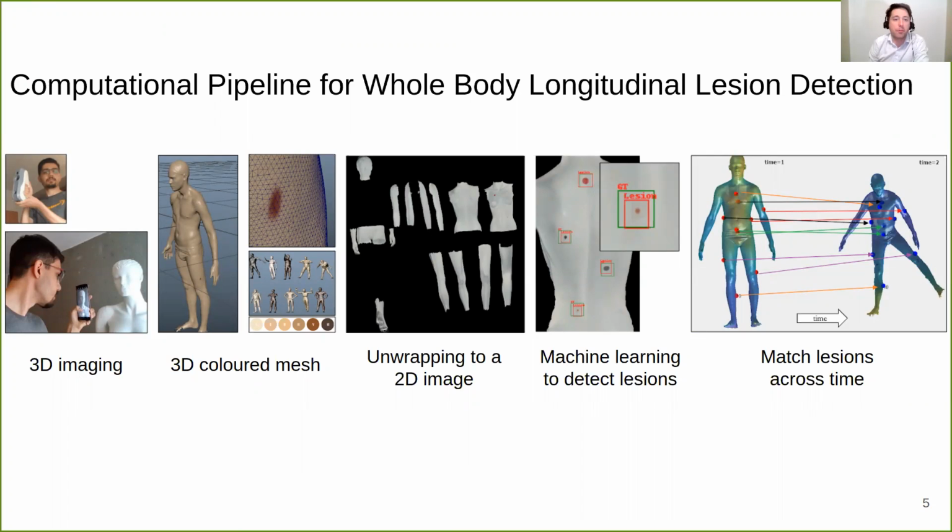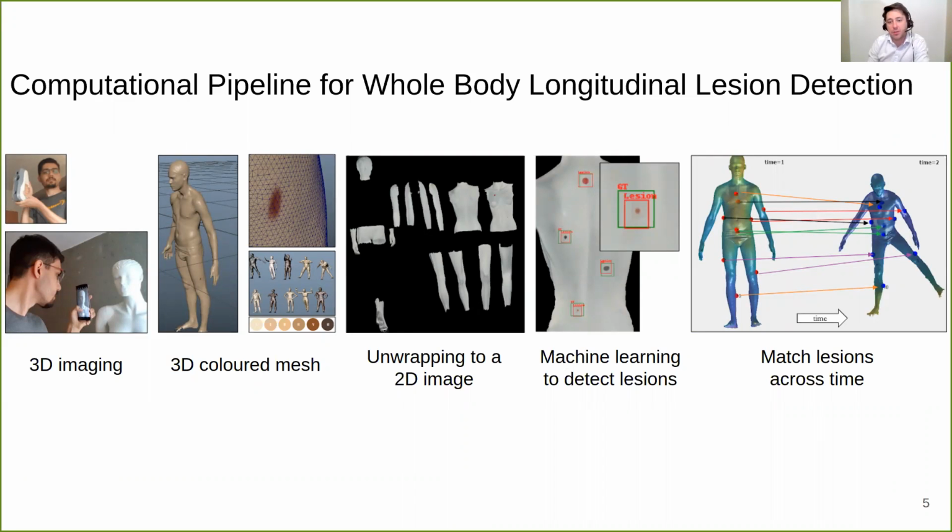So for this work, what we've proposed is a computational pipeline for whole body longitudinal lesion detection, where we start out, as you can see on the far left, by imaging a subject, so doing 3D imaging. This gives us a 3D colored mesh of the subject. We can then take the surface of that mesh and unwrap it to a 2D image.